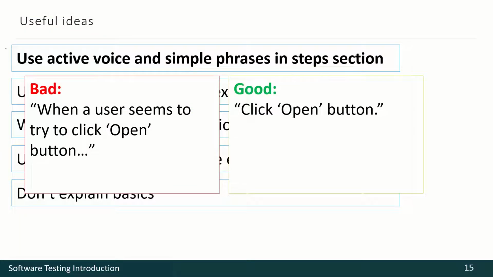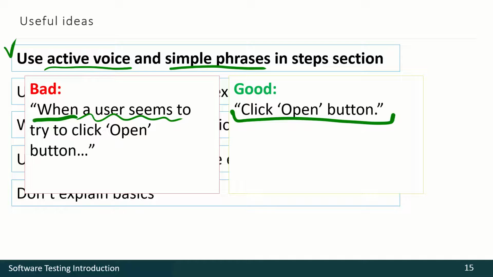First of all, it's the usage of active voice and simple phrases without conditional constructions. Never write such phrases as "when user does something". Just write it this way. It's shorter, it's more understandable, it's better.